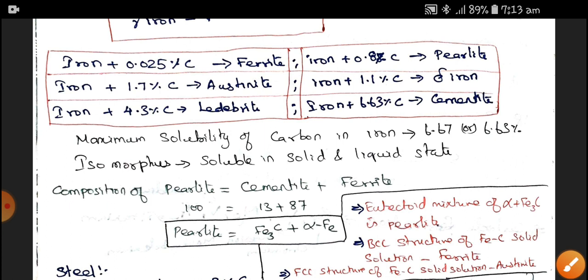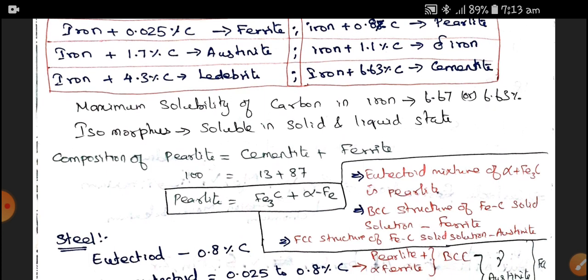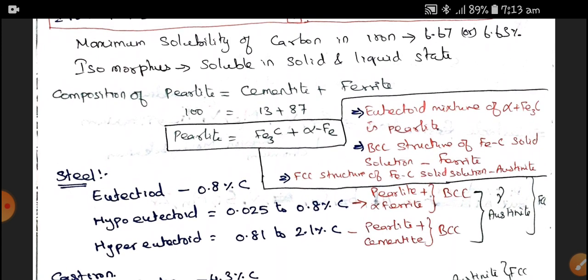And 1.1 percentage of carbon plus iron will form delta iron, and iron plus 6.63 percentage of carbon will give the cementite structure. The maximum solubility of carbon in iron is 6.67 percentage or 6.63 percentage. And here we have to notice that isomorphous means soluble in both solid and liquid state. This we have to notice.